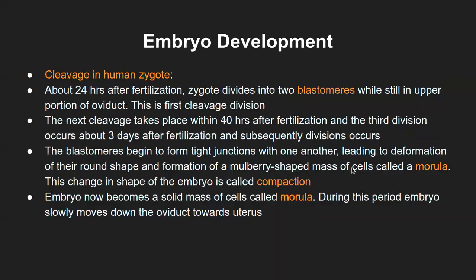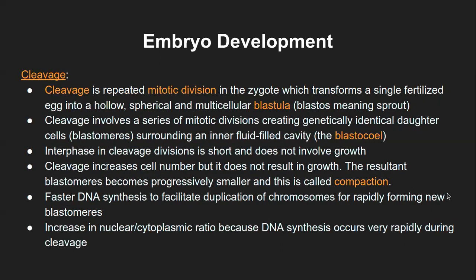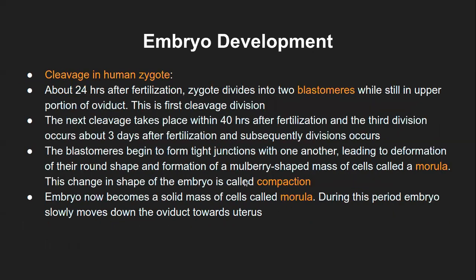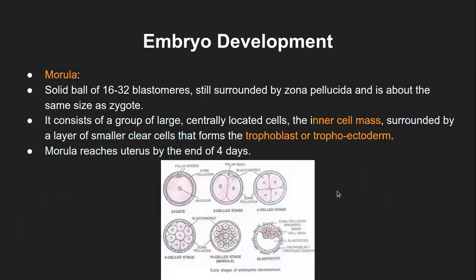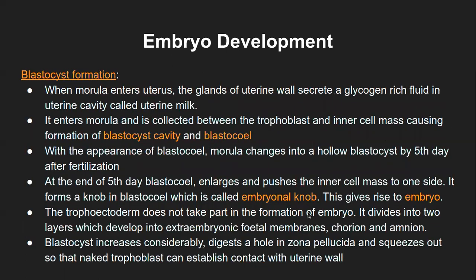So here we had seen, where is it? The uterine milk formation happens. I guess I don't remember. Where did we see it? I can't find it on this slide. But yeah, the uterine milk was already, yeah, here it is.